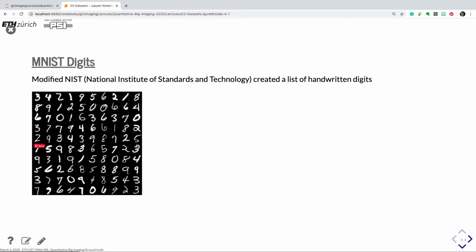So MNIST is a classic one about handwritten numbers. It's provided by the National Institute of Standards and Technology in the USA. They have, I don't know how many, digits written by several people, identified, and labeled. So in the database, this image is also associated with the label 9, and so on.